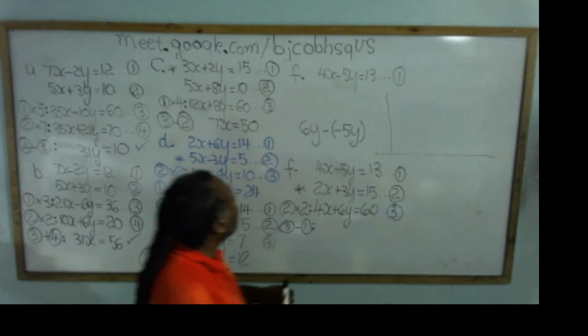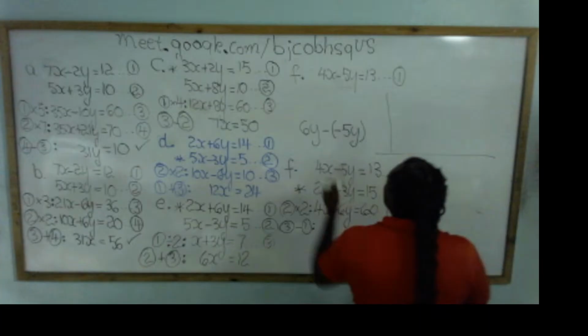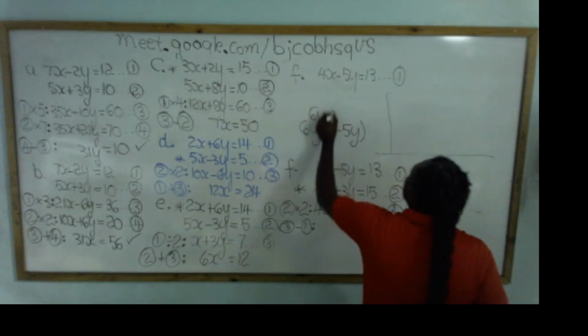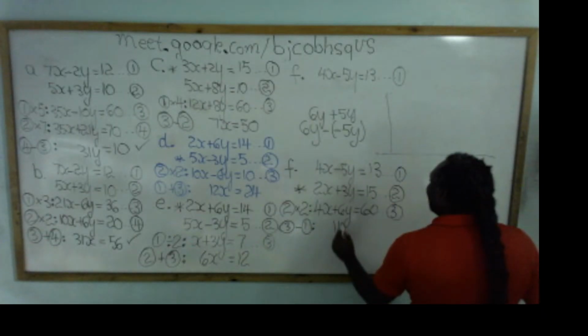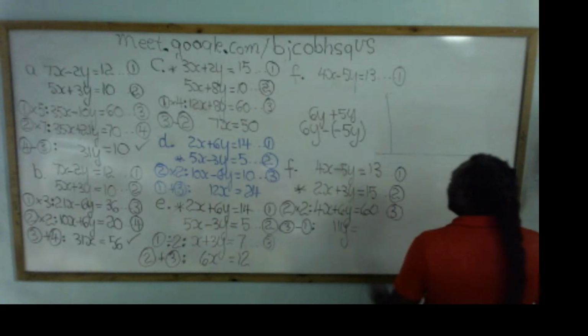Exactly. Because this will turn out to be what? 6y plus 5y. And that will give us 11y. And then, what do we say?